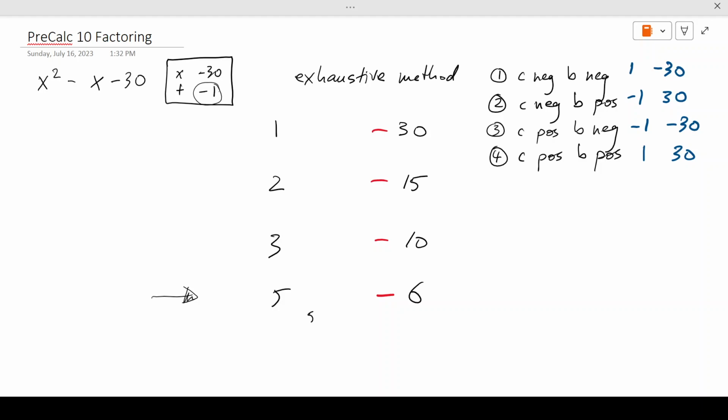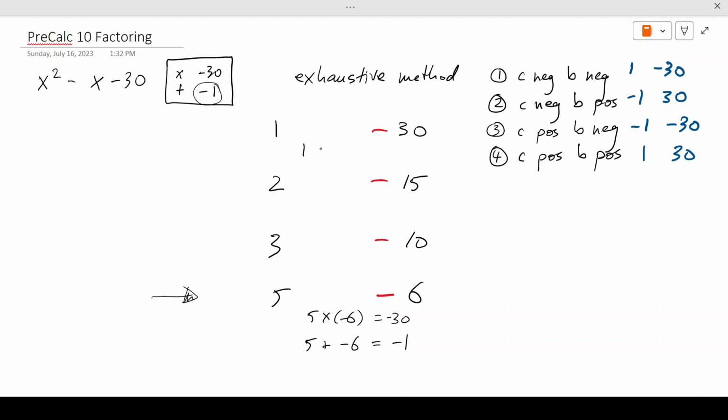I would say, okay, what's 5 times negative 6? Well, that is negative 30. Good, that's what I was expecting. What is 5 plus negative 6? That is negative 1. That's exactly what I wanted. Done. Okay, let me quickly go through and add them for all of them and show you what's happening.